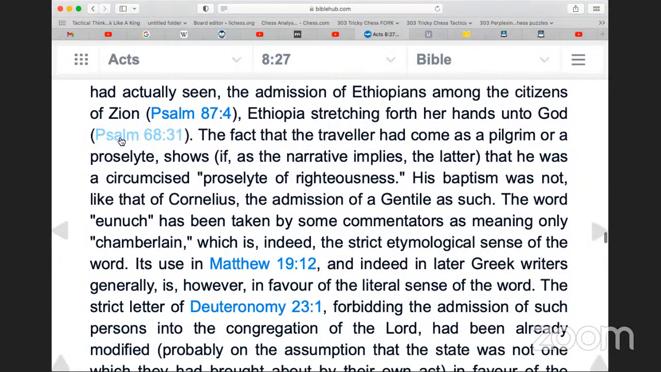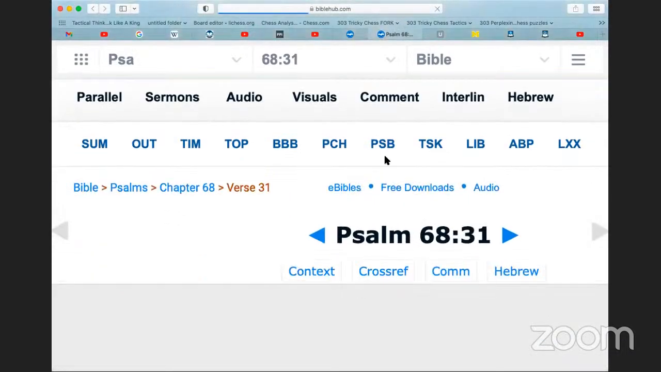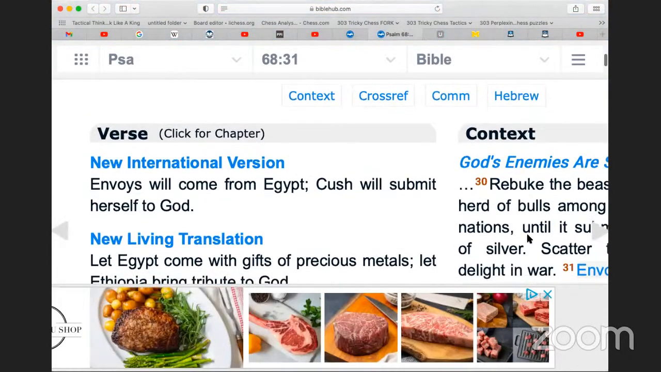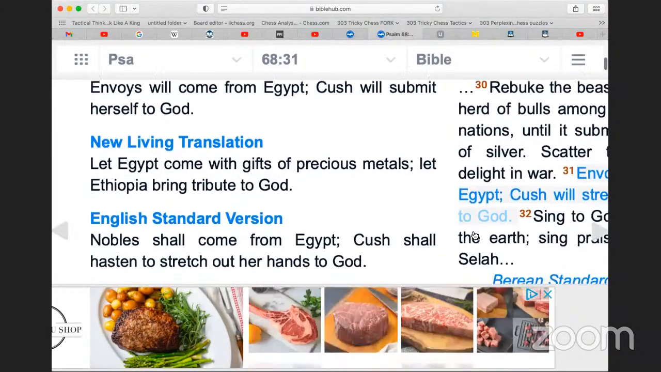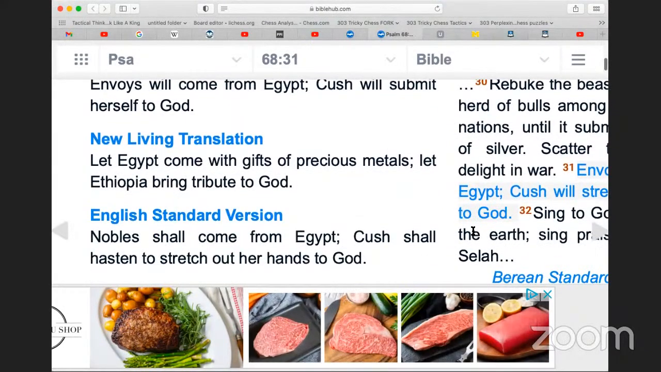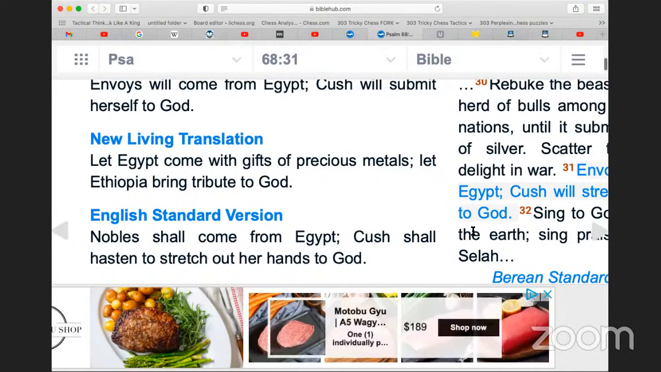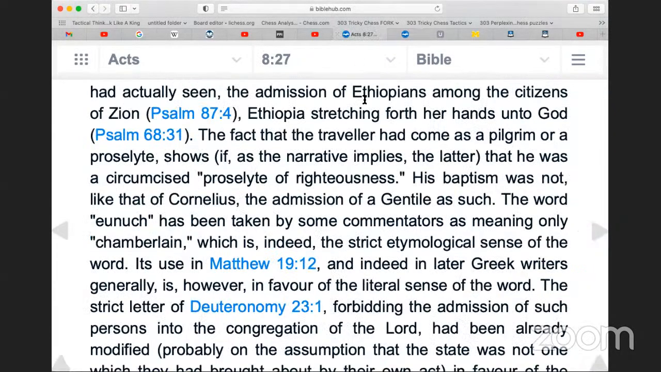Oh, really? Let me click that. Thanks for that. All right. When they try this again, it says that. Envoys will come from Egypt. Cush will submit. Oh shit! It says it. It says, let Egypt come with gifts of precious metals. Let Ethiopia bring tribute to God. Oh, this is fulfilling goddamn prophecy, man. Look at that. What do you know?